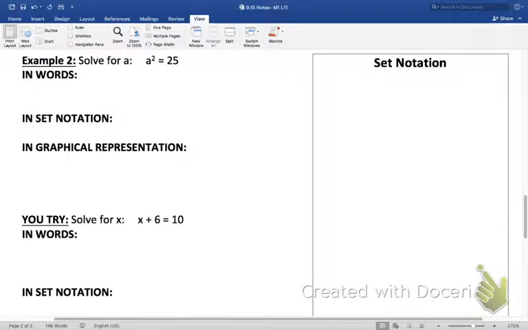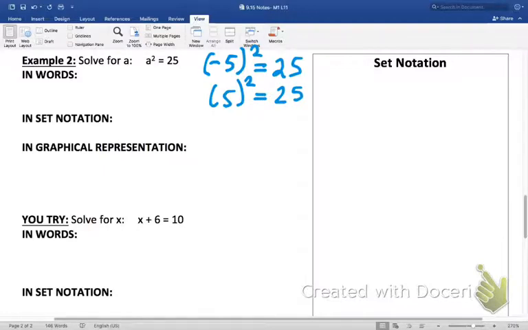In this next example, we're trying to solve for a in the equation a squared is equal to 25. So we're trying to think about what number, when I square it or multiply it by itself, do I get 25. Now, you may have already realized one solution right away, which is 5. But there's actually a second solution because negative 5 squared is also equal to positive 25, because when I square the negative, I multiply negative 5 times negative 5, which is positive 25. So both 5 and negative 5 give me solutions.